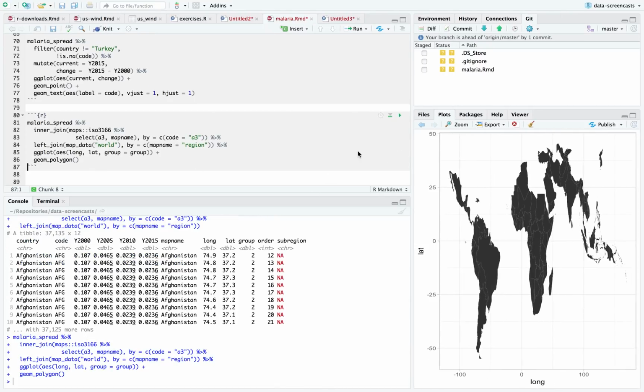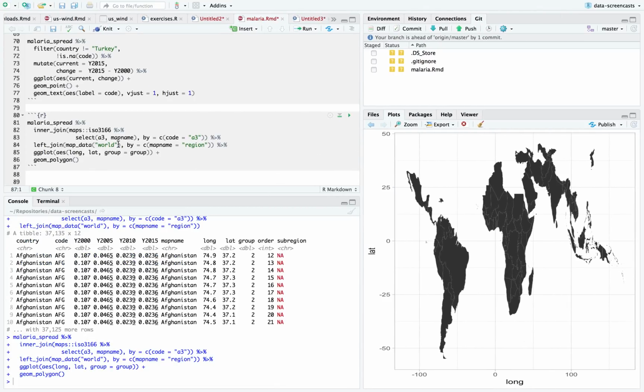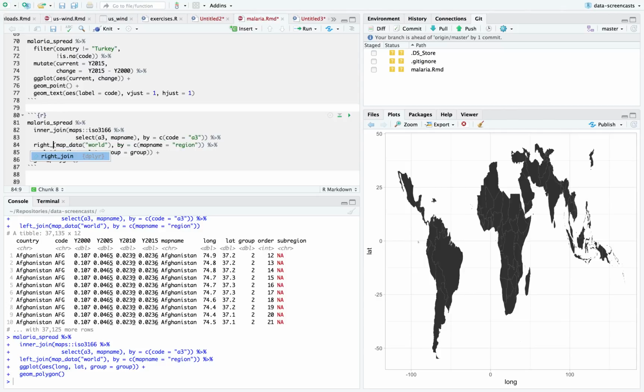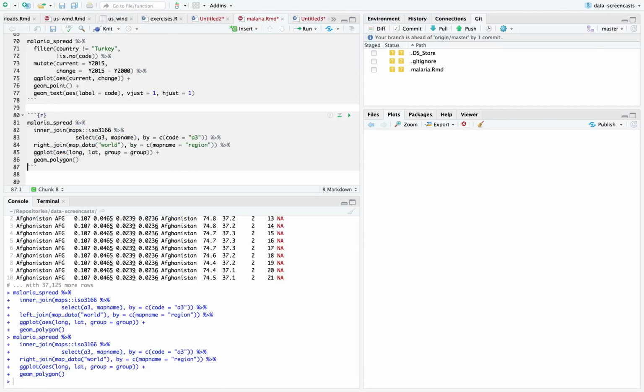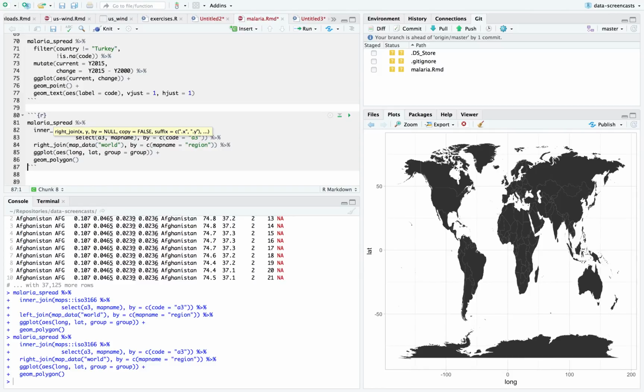So to start with, this is less than amazing looking map of the world. I said left join. I really wanted a right join. Good on me. Here it is. This is a map of the world. Anytime I make a map of the world, one of the first things I do is I say filter region is not equal to Antarctica.